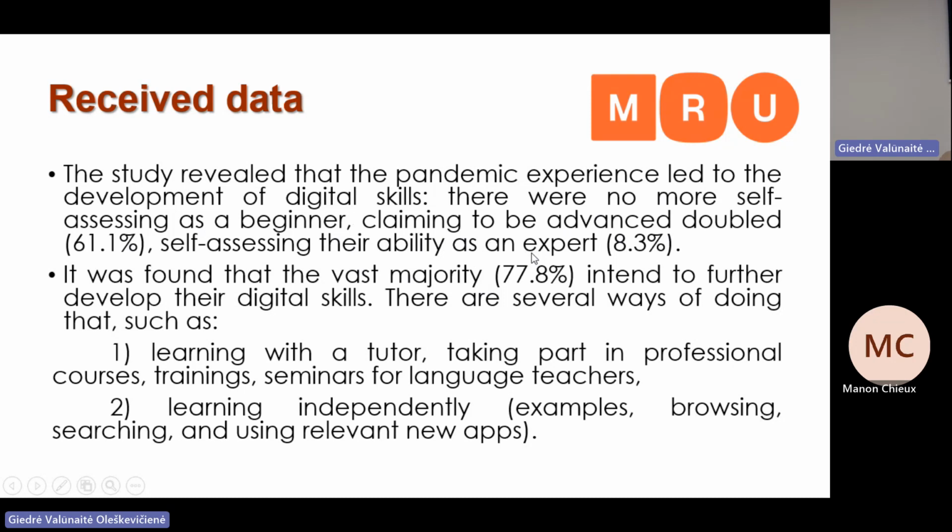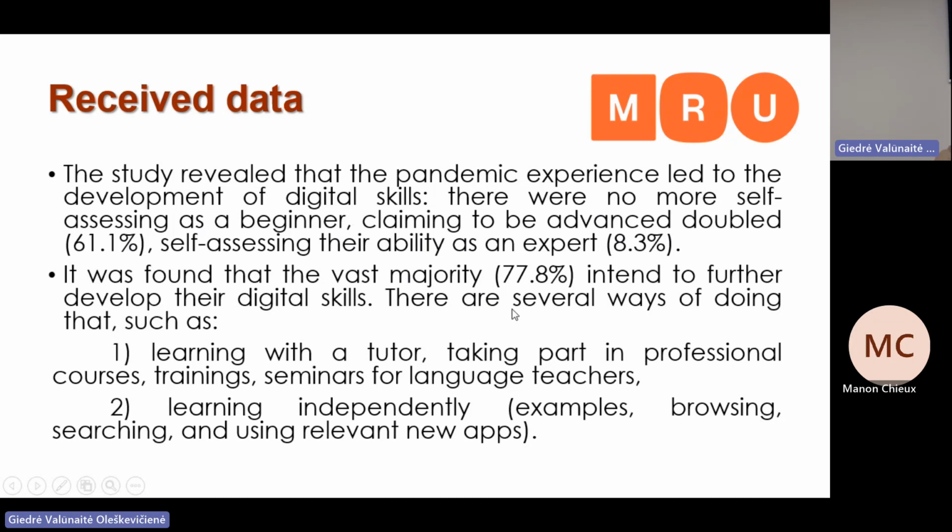And there was a certain number of teachers who openly stated that they are expert teachers in applying digital skills in language teaching, 8.3%. So the vast majority intended to continue developing their digital skills. So this shows that there is a positive and actually optimistic reaction to applying digital skills to the classroom situation.